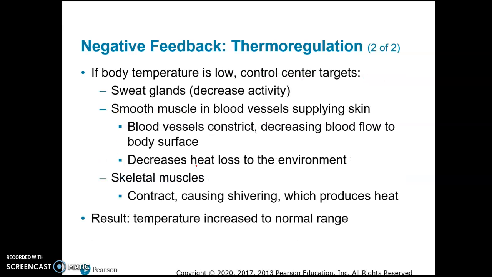What happens when the body temperature is too low is the control center, which we said was the brain, is going to cause the sweat glands to decrease their activity. The smooth muscle in the blood vessels is going to cause the blood vessels to constrict, and that will hold in heat. It will decrease blood flow and decrease the heat loss to the environment. And then the skeletal muscles will come into play sometimes. You may notice when you get cold that you shiver. That's your skeletal muscles, and that shivering will also produce heat.